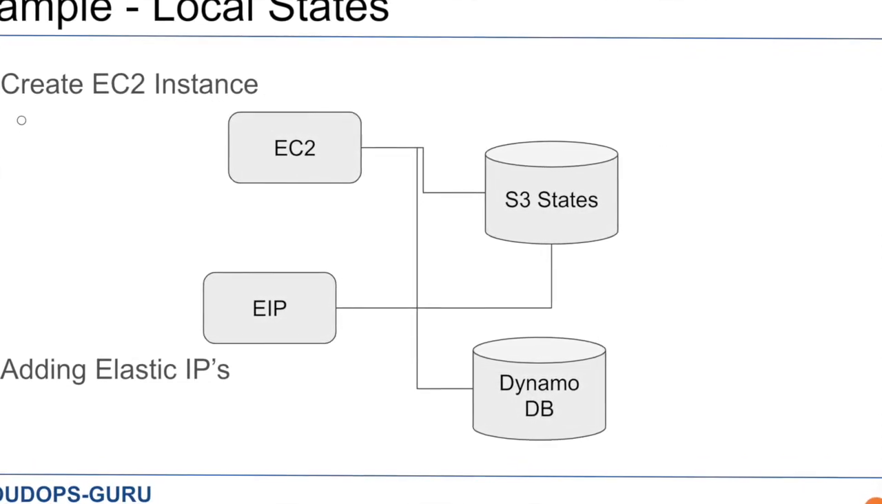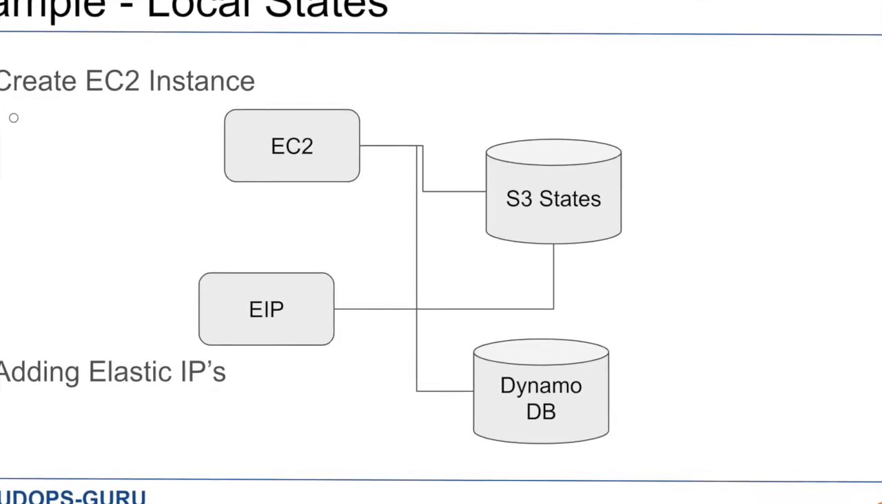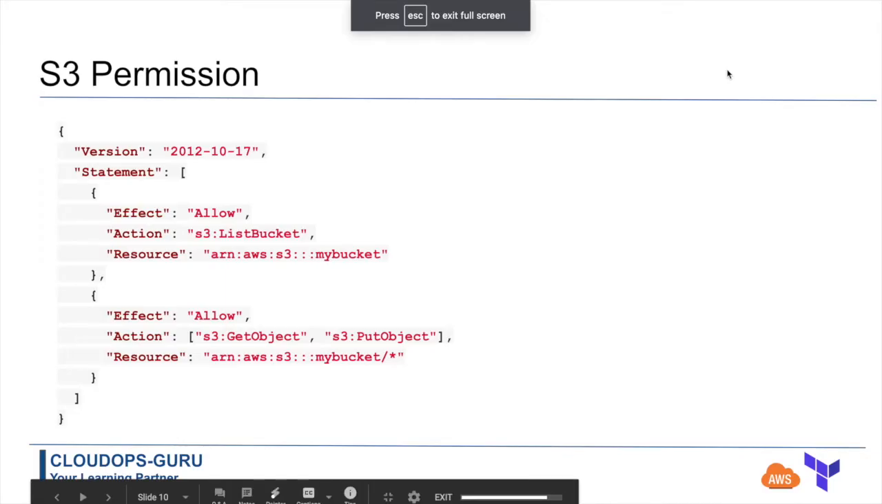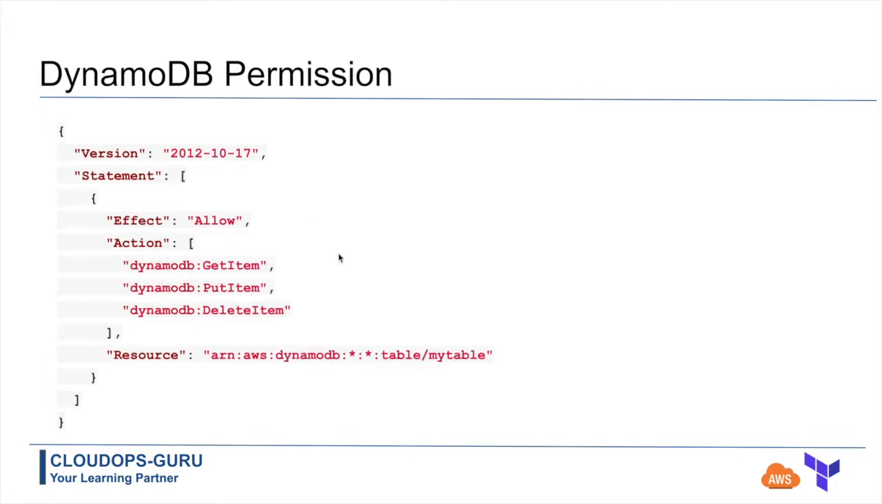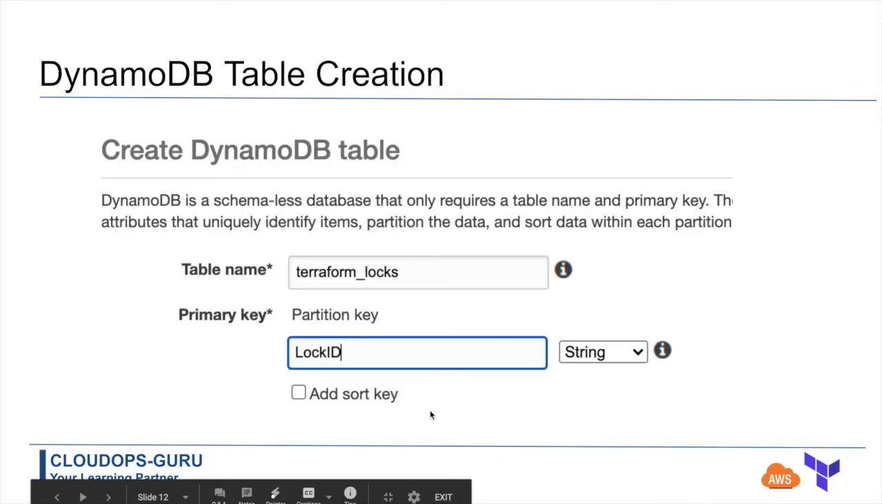Therefore, we need to create an S3 bucket for this, and we have to provide the proper IAM policy so that the user has enough permission to access the S3 bucket. Then you have to go and create the DynamoDB table, and you need to have the policy for DynamoDB as well. You can give any name for the DynamoDB table, but make sure that you give LockID as the primary key for that table.